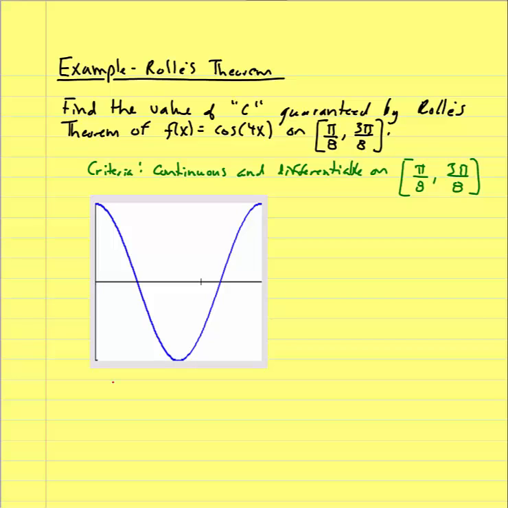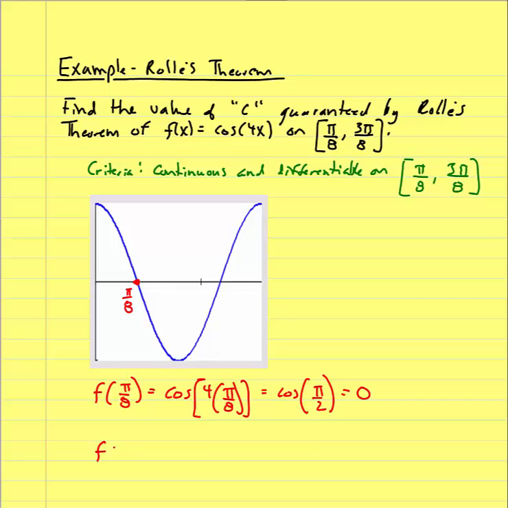If I want to look at pi over 8, let's go ahead and plug that into my function. Let's plug in f of pi over 8. This would be cosine of 4 times pi over 8. So the cosine of 4 pi over 8 would be pi over 2, and we know the cosine of pi over 2 is 0. Okay, so I'm looking for the point. When I plug in pi over 8, I get 0 back out. So I'm thinking that pi over 8 is probably right about here.